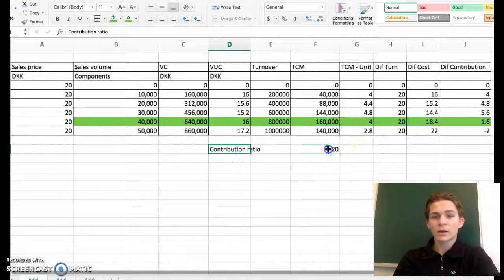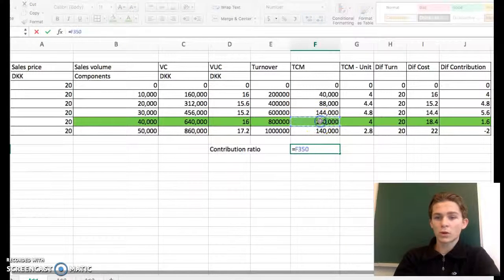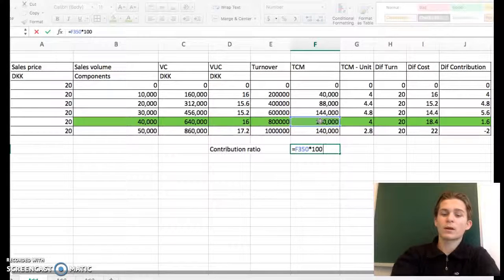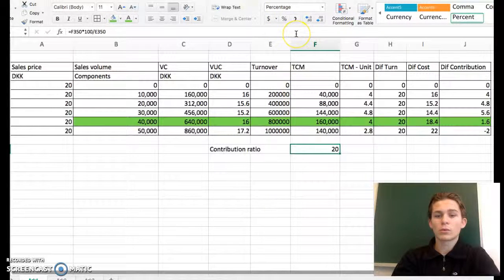Last off is the contribution ratio. I have calculated it here. The contribution ratio is the contribution margin in percentage of the turnover, and we do that by taking the total contribution margin, then multiplying it by 100, and then finally dividing it by the turnover. And then we have 20%.